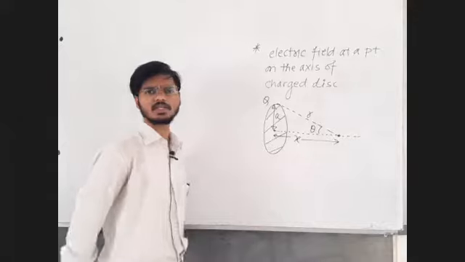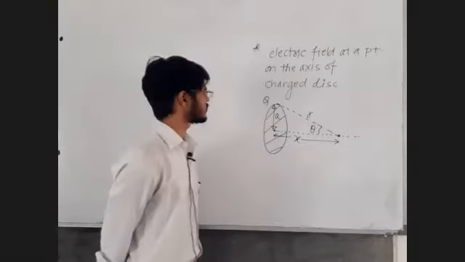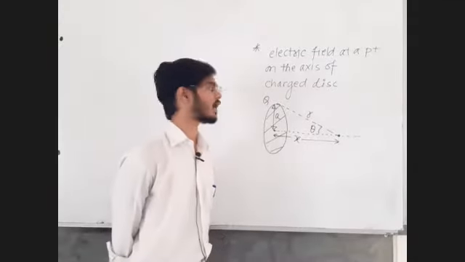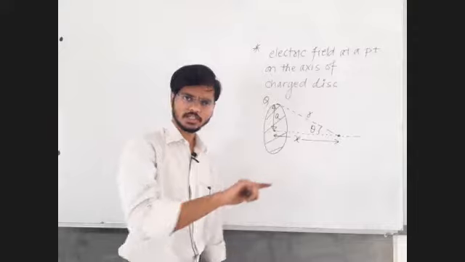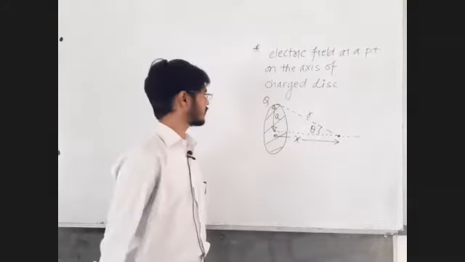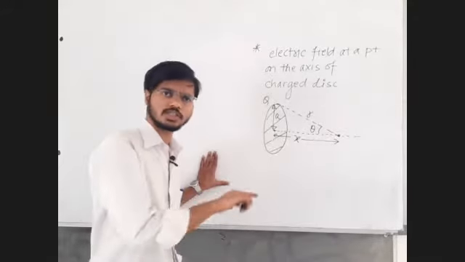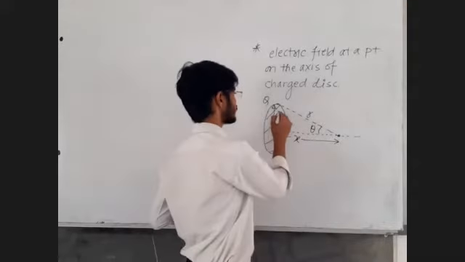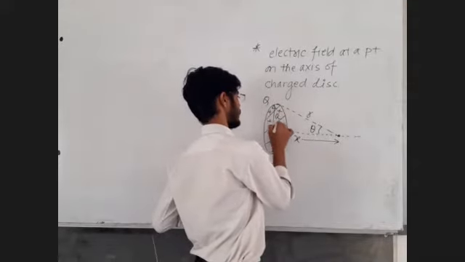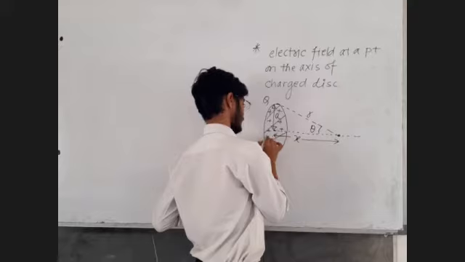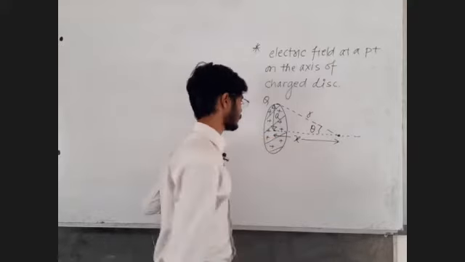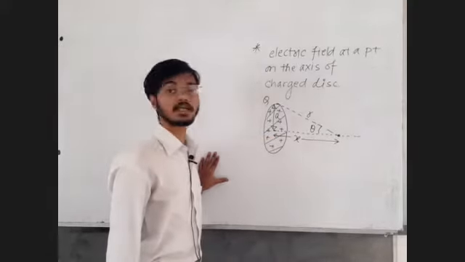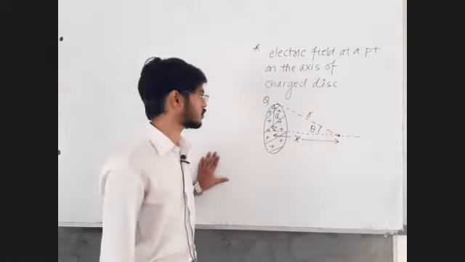Now the disk is a two-dimensional object. Charge is distributed on area. In the case of a ring, charge is distributed on length, but in the case of a disk, charge is distributed on area. So here, the concept will not be charge per unit length. Now the concept will be charge per unit area.